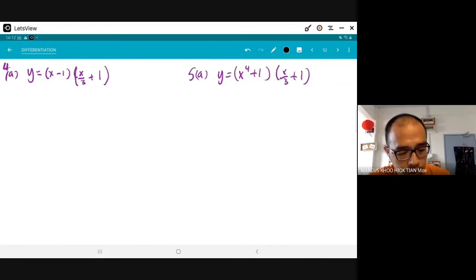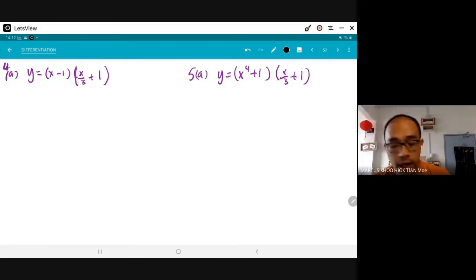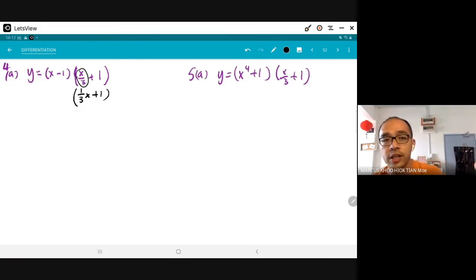So for 4a, y equals x minus 1 multiplied by x over 3 plus 1. Wow, this is so interesting. I want to just help you a little bit. So x over 3 plus 1 is a little bit hard. So I usually like to write this as 1 over 3x plus 1. It makes it easier for me to see. Because when you have the x over 3, it becomes very confusing. So when you differentiate this separately, this one you get 1 and this one you get 1 over 3.